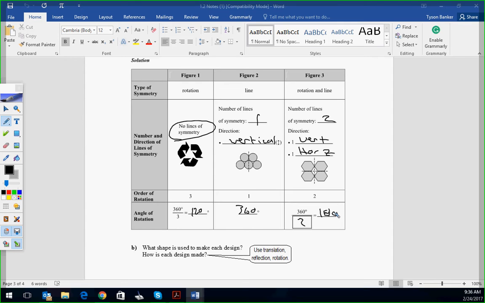Okay, what shape is used to make each design? How is each design made? So in these right here, what shapes are used to make these designs? Well, a triangle is used to make this one. Okay, circles are used to make this one, and then hexagons are used to make this one.